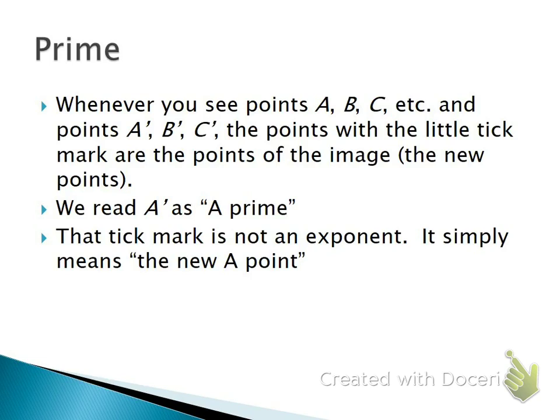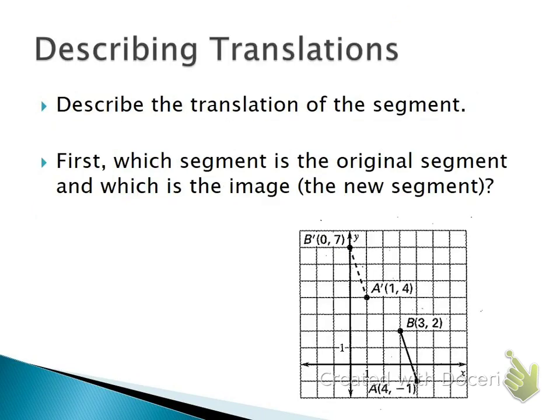So the original figure is going to be listed with things like A, B, and C. And the new ones will have a prime. So the original would be A. The new is going to be A prime. Questions, concerns about prime notation? Okay.